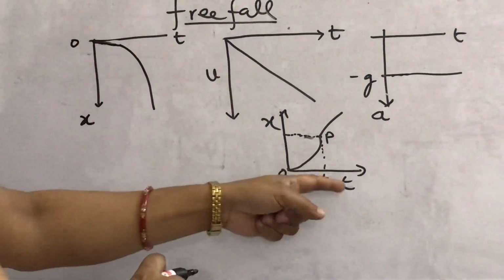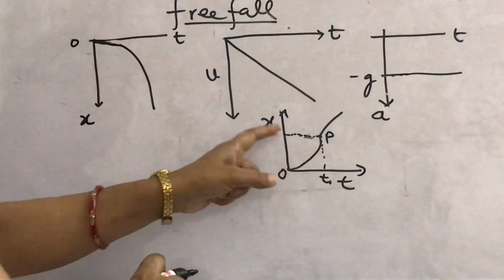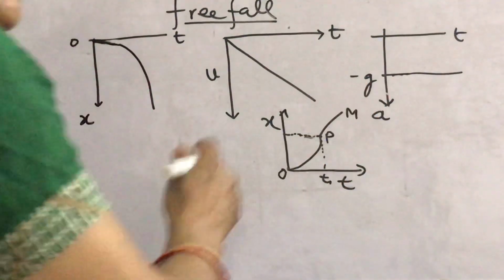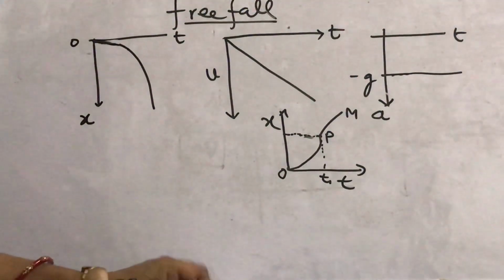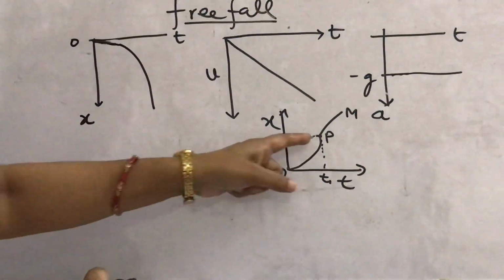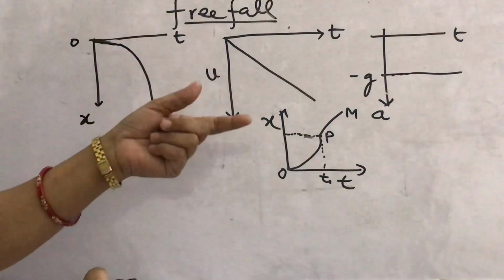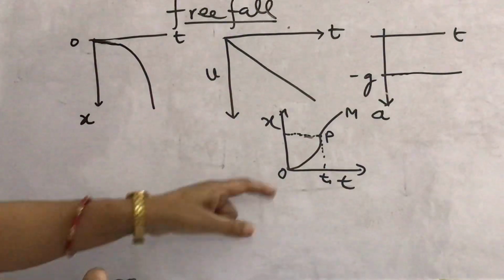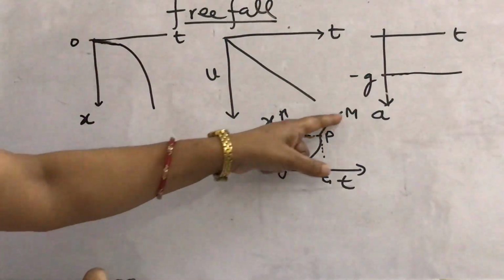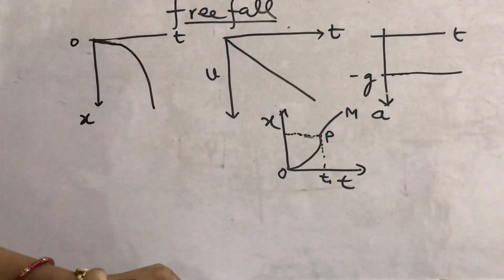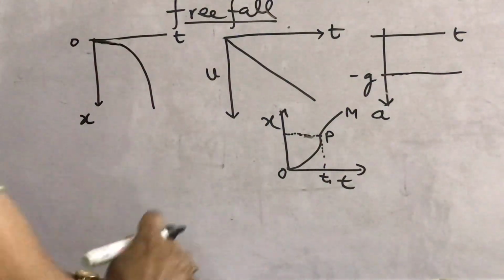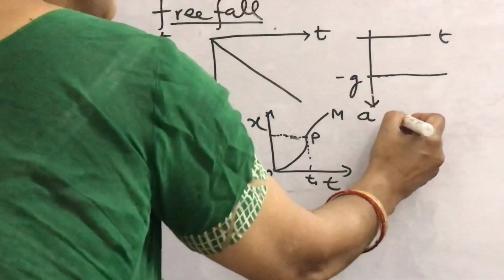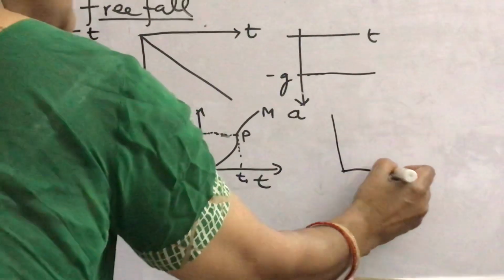And what is after that? The xt graph after P to, suppose this point is M, the PM graph is a straight line. What does it mean? No acceleration. No acceleration means velocity is constant. Then how will you plot the graph? This is for acceleration and this is where the velocity is constant. So if the xt graph is given, you have to draw the vt graph.